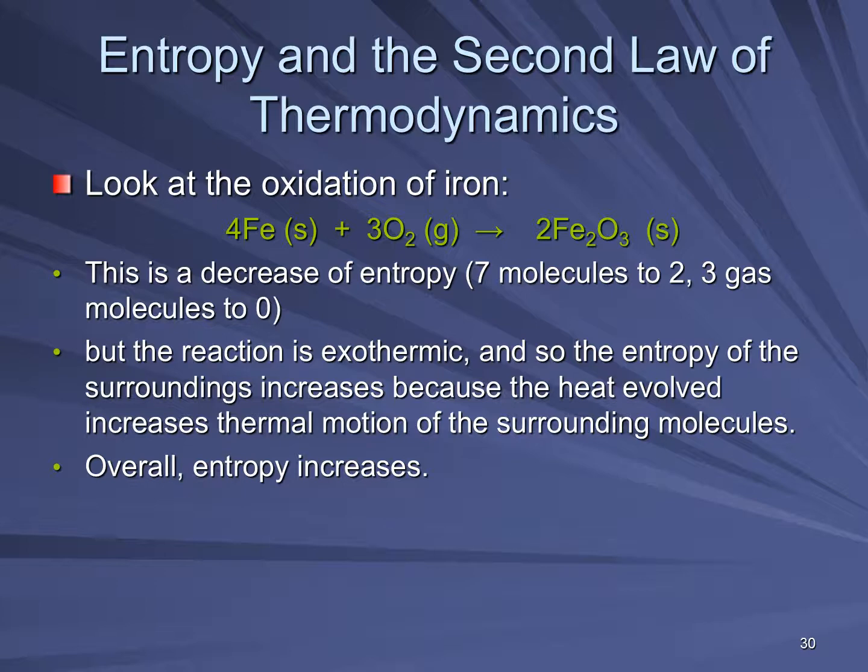However, this reaction of rust happening on a piece of iron is exothermic. So again, like I was saying on the previous slide, the entropy of the surroundings increases because the heat is being involved. The heat is making molecules move faster. There's more thermal motion in the surrounding molecules, so entropy is increasing. So even if in the system it's decreasing, the surroundings is generally increasing.